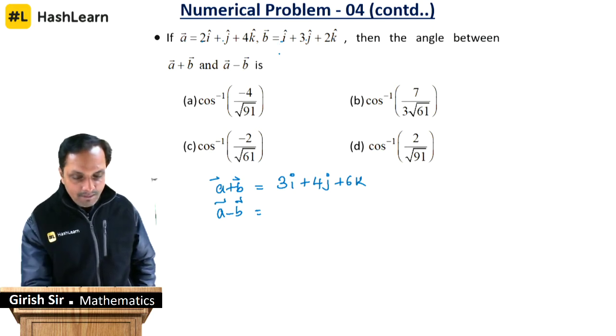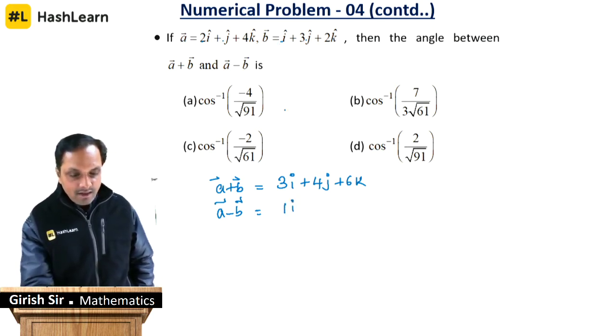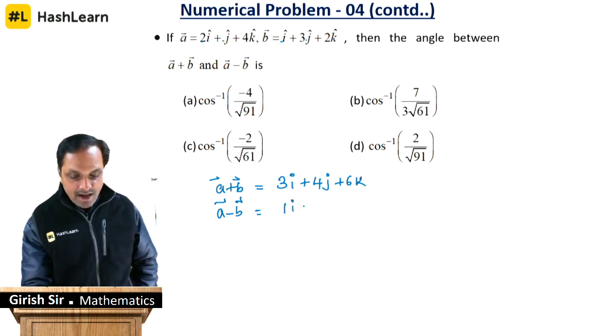Here there is 2 and here there is 1. 2 minus 1 is 1i. Here 1 and minus 3, that will give you minus 2j. Here 4 minus 2 is plus 2k.